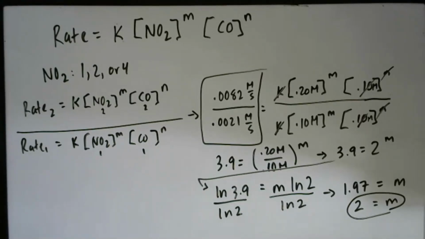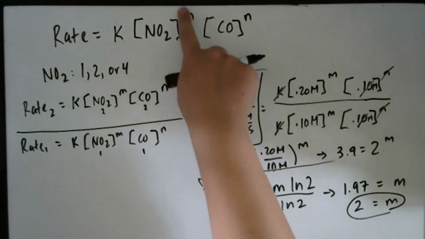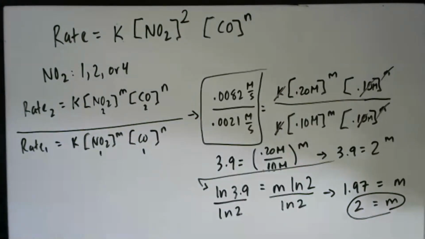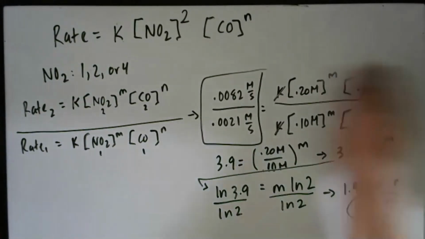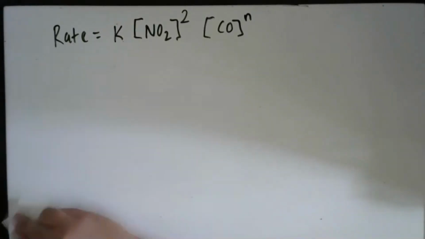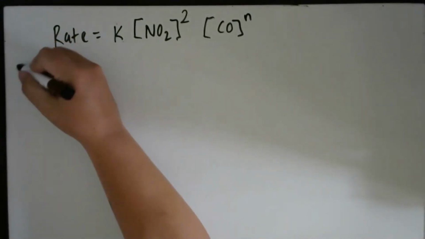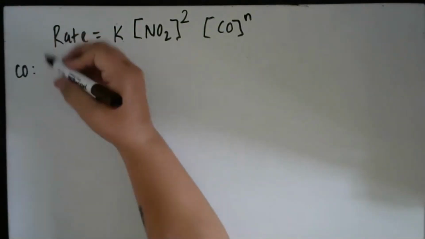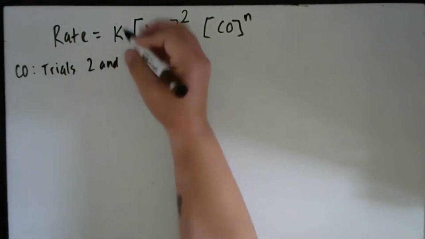Okay. So now back up here in the rate law that we're building, we know that this m value is going to be 2. All right. And now we have to do the same thing, but for the CO. We have to figure out what the n value is here. For the CO, we're going to have to use a different set of trials, because now we need a set of trials where our CO value changes and our NO2 values stay the same. And for the CO, that's going to be trials 2 and 3. Those are the only ones that meet those conditions here.